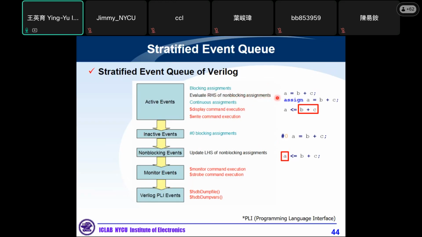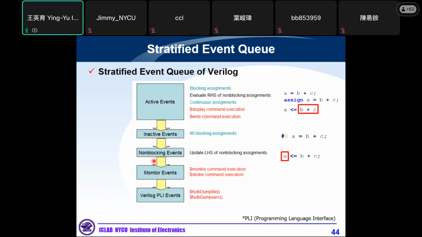Assignments, and sequential operations, and continuous assignments. Additionally, display and write are executed in this queue. Next, inactive events are executed. If a blocking assignment is preceded by wait 0, it falls into this category. Since this is a zero delay operation, it technically occurs at the same time, but executes slightly later than standard blocking assignment.